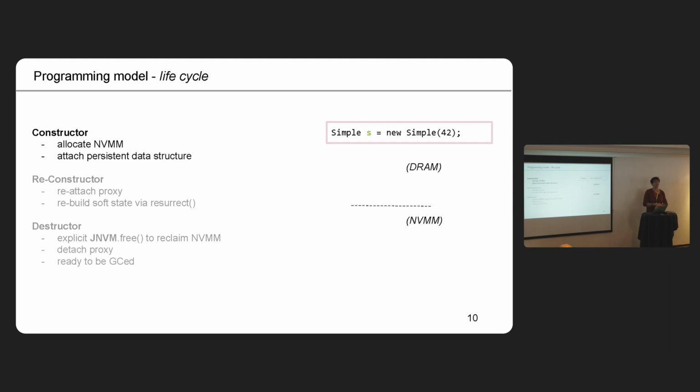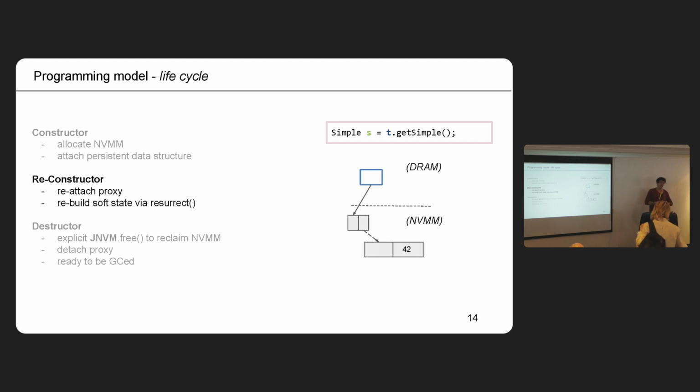Okay, so what is the life cycle of a persistent object in this framework? So we have an allocator, a constructor, which is creating what we need to store the fields inside the persistent memory. And then the proxy is attached to this persistent data structure. So for instance, if we call Simple s = new Simple(42), we create a proxy, we create some space in the persistent memory to store the fields of the object. So let's say, for instance, we have a single field, which is an integer, and it's the value that is passed to the constructor. So it will be stored in NVM as 42. And then we attach the proxy to the persistent data structure in the NVM.